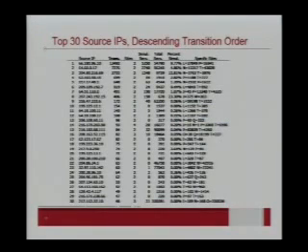This is the same data again, this time sorted by the number of transitions. The top one on here did 13,492 transitions. That means that it went from one JRoot server to another JRoot server 13,000 times within a 24-hour period, which is pretty significant. And only 9% of them were simultaneous, but we'll see that there was a lot of activity.